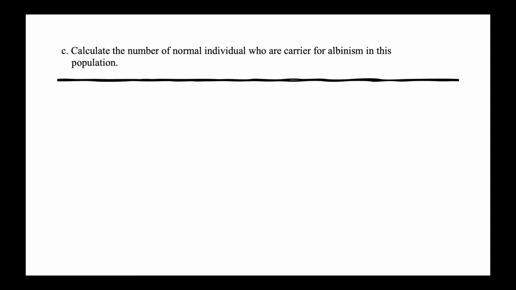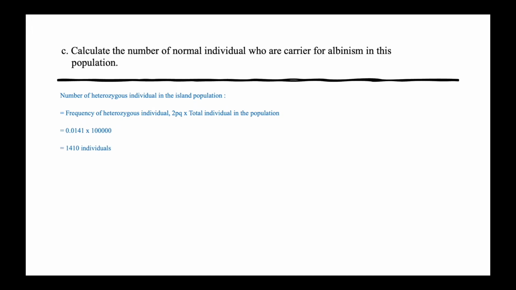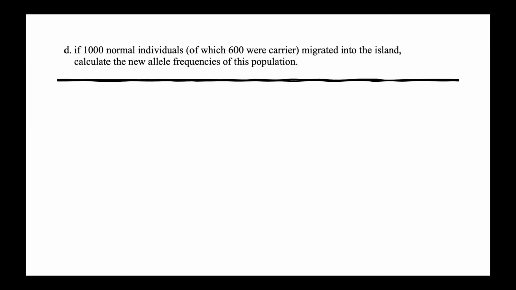Question C. Calculate the number of normal individuals who are carriers for albinism in this population. What does the question want? The question wants us to find the number of heterozygotes. To find the number of heterozygous individuals in the island population, we simply multiply the frequency of heterozygous individual 2pq to the total number of individuals in the population. In this case, 0.0141 times 100,000, giving us the value of 1,410 individuals.